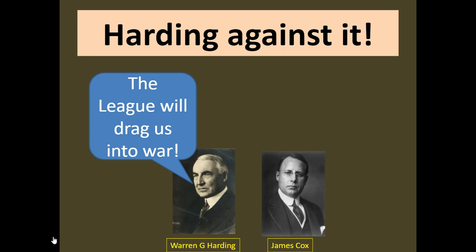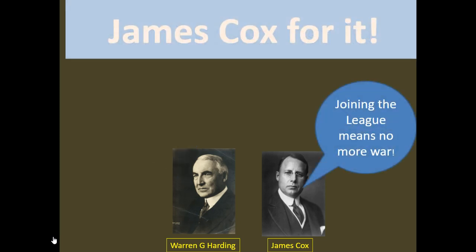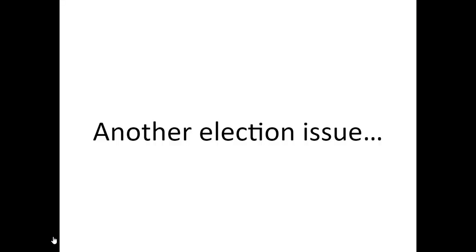Typical argument of the irreconcilable, saying, no, this will drag us into war. He wanted to be an isolationist. James Cox basically agreed with Wilson and said, hey, if we join the League of Nations, then we won't have any more wars. We can work together as a world to stop war. So either way, we know ultimately the U.S. is going to side with the Republicans, Harding, and against Wilson and Cox, and not join the League of Nations.